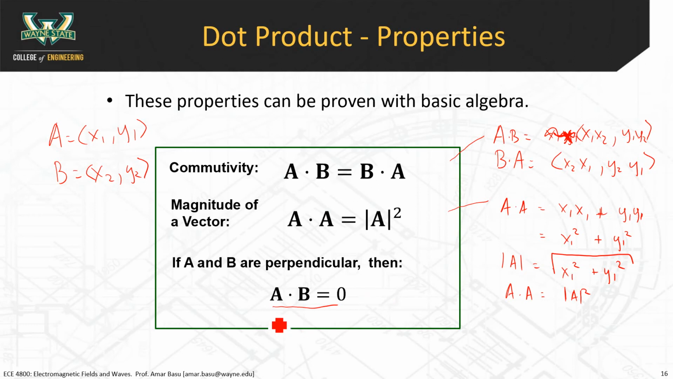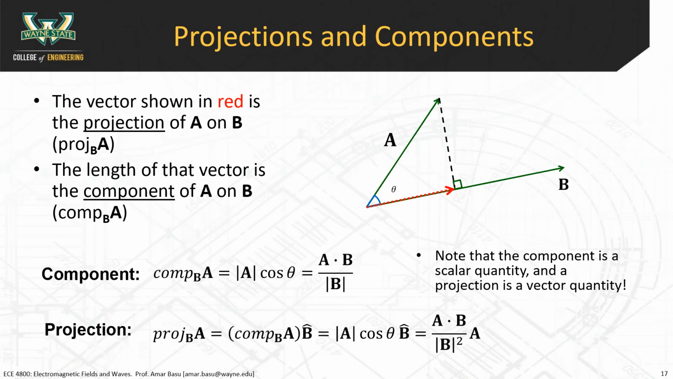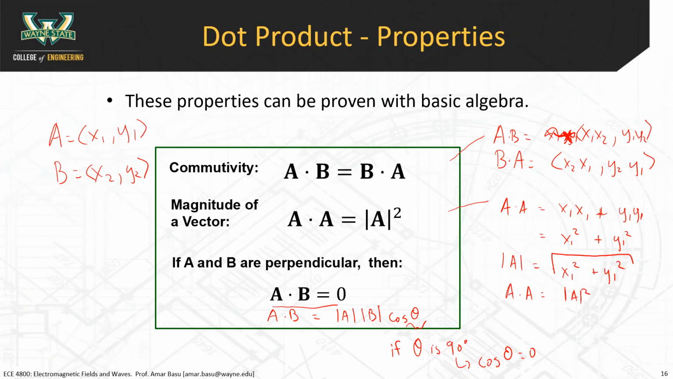I'll just write it down here: a dot b is equal to the magnitude of a times the magnitude of b times the cosine of theta. Now, if theta is 90 degrees, we know that the cosine of theta is 0. So if theta happens to be 90 degrees, the cosine of theta will be equal to 0, and then a dot b will end up being equal to 0.